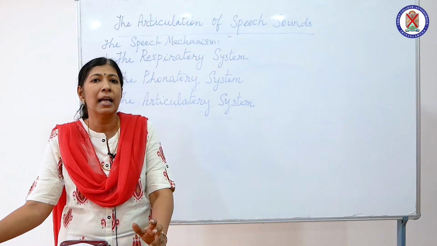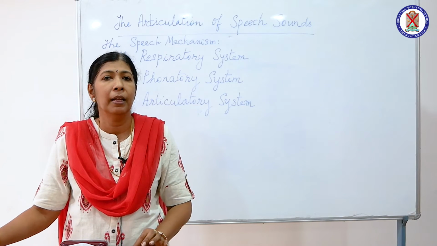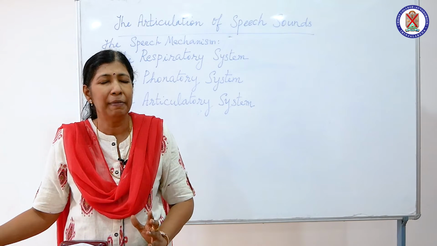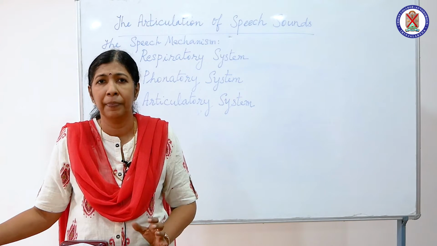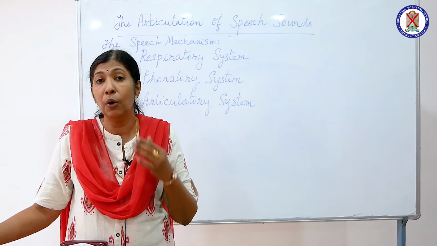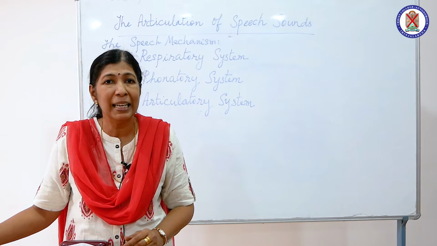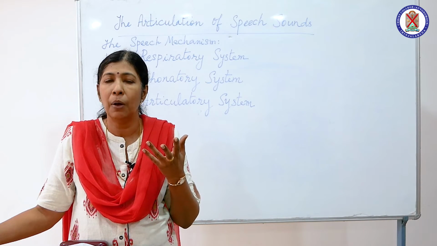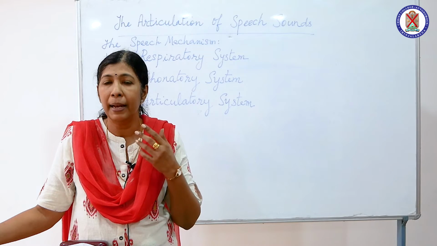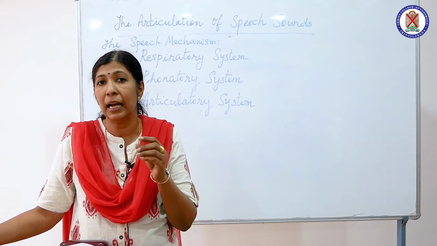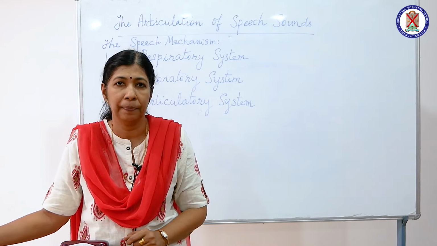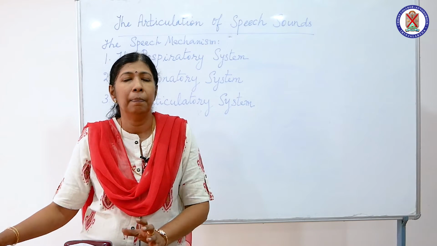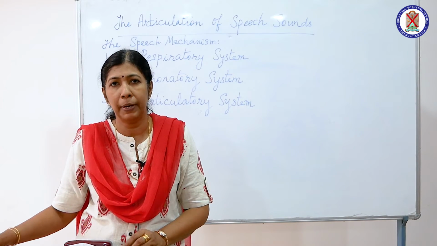When we say a sound like F, which are the 2 organs involved? The lower lip and the upper front teeth. This shows how the lower lip and the upper front teeth, the teeth, are also involved in speech production. The soft palate or the velum plays a very significant role in speech production.